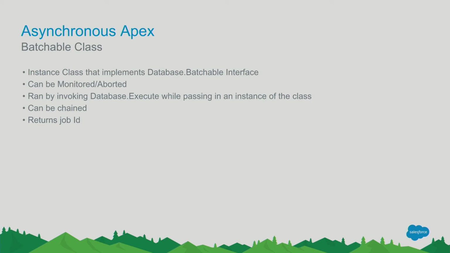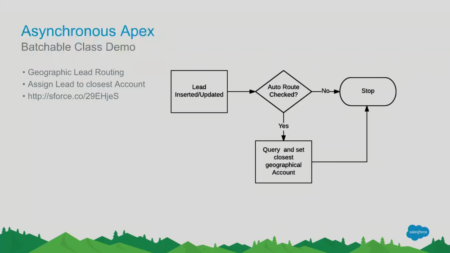And batchable classes can be chained. So in the finish method of the batchable classes, you can call other batchable classes. And just like the queueables, we get a job ID returned, which we can use to monitor or abort that batchable class. So batchable classes are a little bit different. A lot of times they revolve more around large data sets and iterating over those big pieces of data. So because of that, we're going to do a little bit different demo.